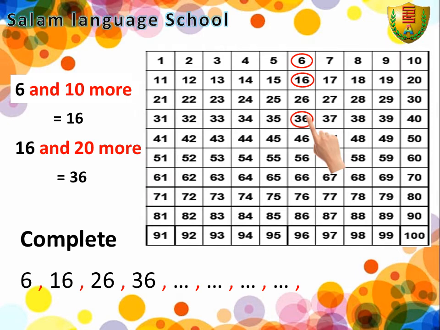Look to the pattern below. 6, 16, 26, 36. What do you notice? The number in the ones place is a constant number, that is 6, and the number in the tens place is increasing by 1. The first one doesn't have a tens, the next one has 1, the next one has 2, the next one has 3. So after 36, 46, 56, 66, and 76.